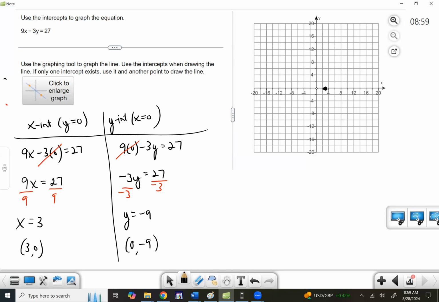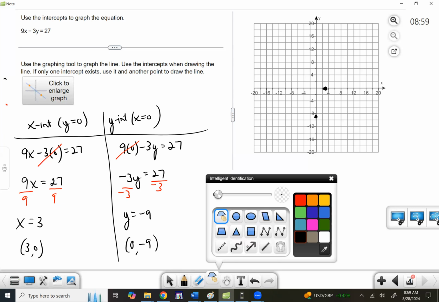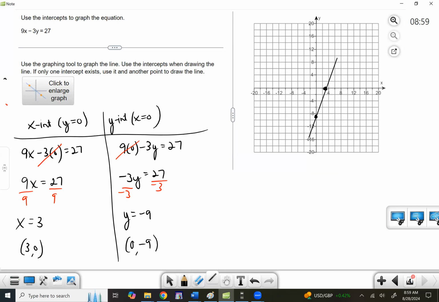So if we go to that point, we're going to go down on the y-axis. Remember, we're counting by 2s. So this is 8 right here, and this is 10 right here. So 9 is going to be right in between 8 and 10. So that's going to be our line for this particular problem.